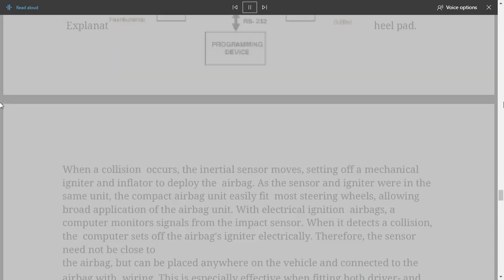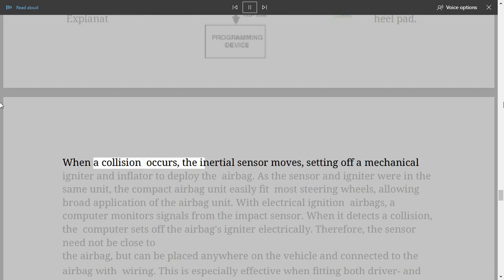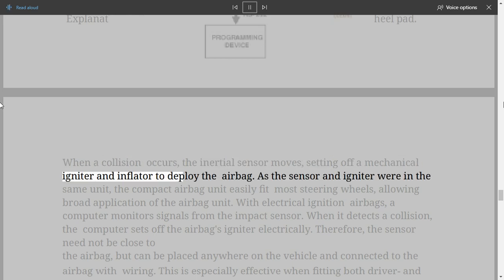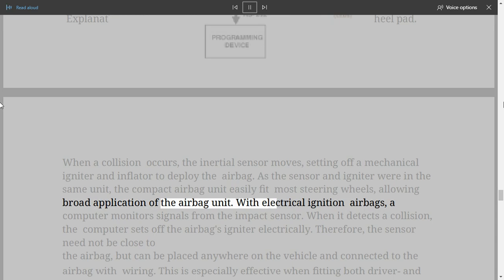Explanation. Mechanical ignition airbags fit inside the steering wheel pad. When a collision occurs, the inertial sensor moves, setting off a mechanical igniter and inflator to deploy the airbag. As the sensor and igniter were in the same unit, the compact airbag unit easily fit most steering wheels, allowing broad application of the airbag unit.